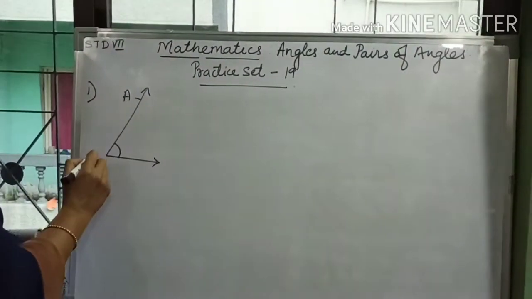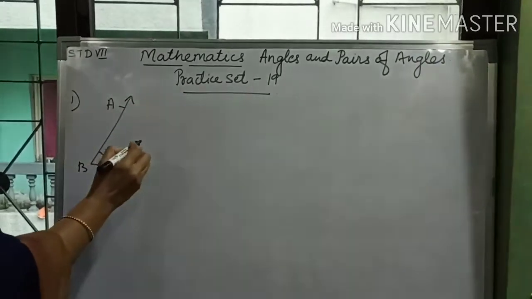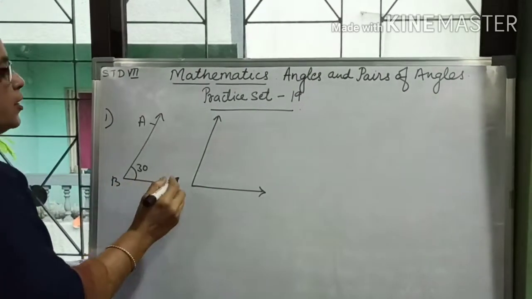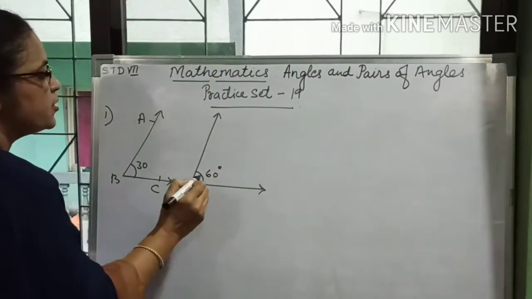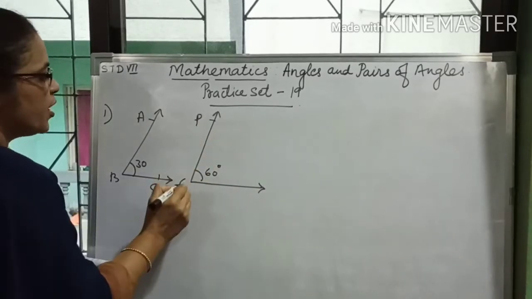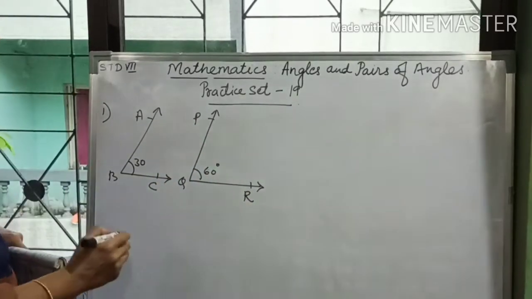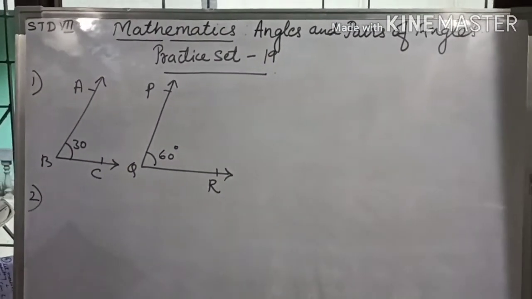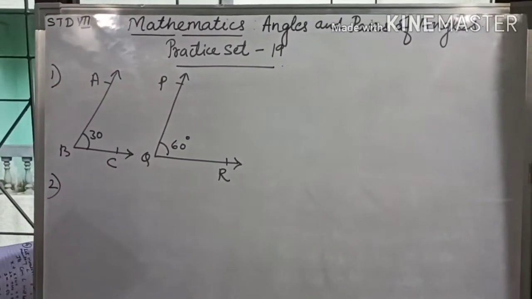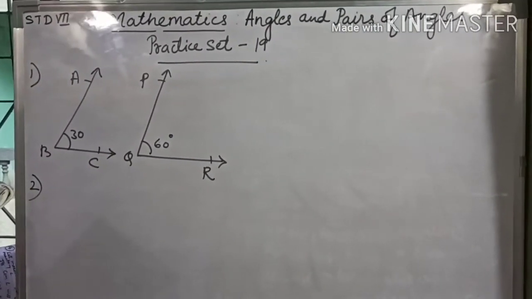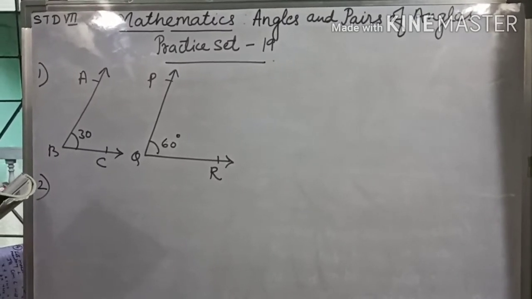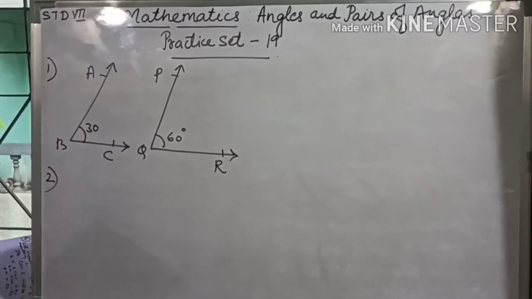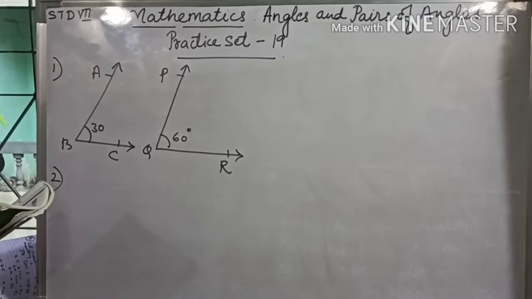So angle ABC, the other angle will be, now this angle is 30 means the remaining angle will be of 60 degrees because they are complementary. You can give the name by any letter. Now the second one, angles in a linear pair which are not supplementary. This is not possible because angles in a linear pair, they are always supplementary.